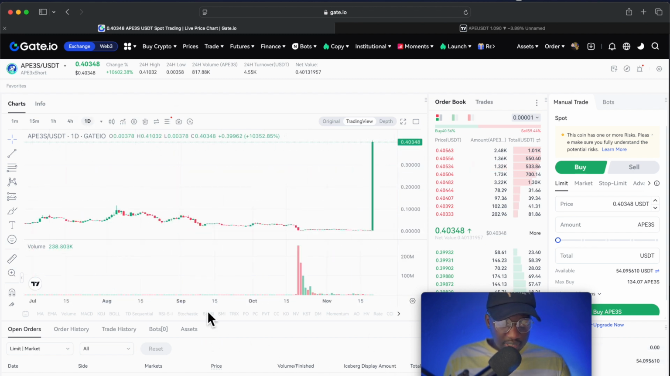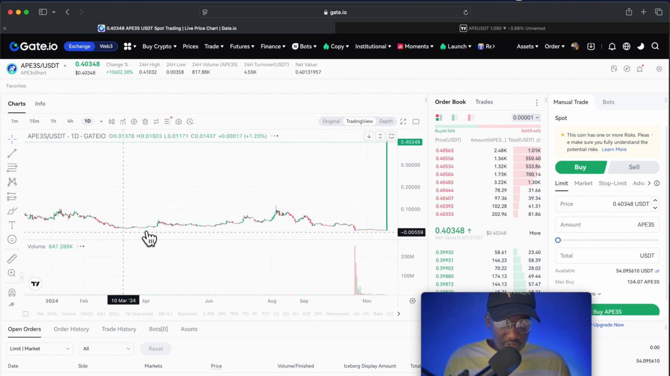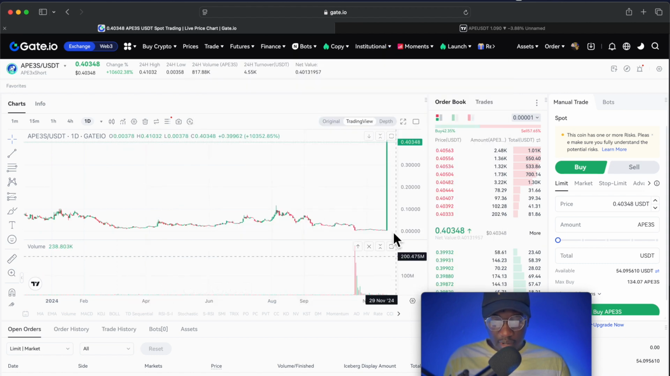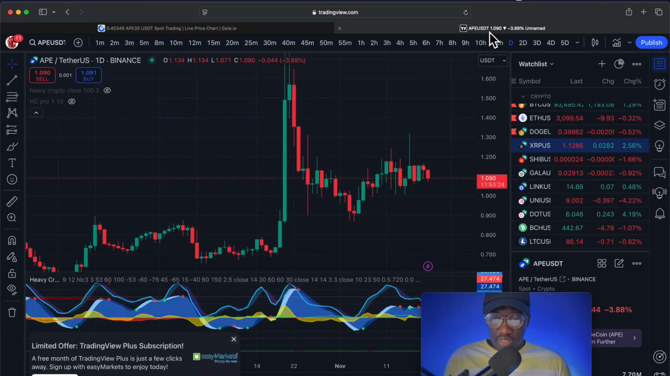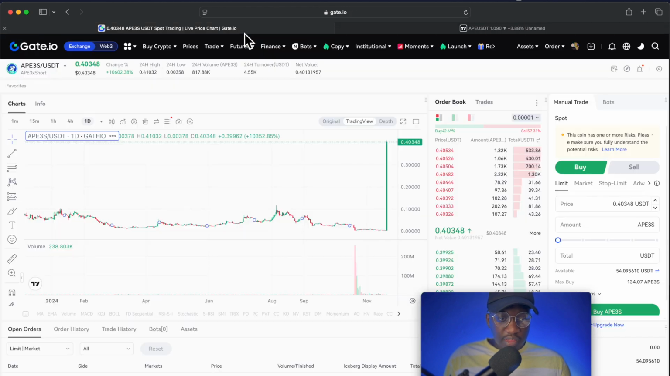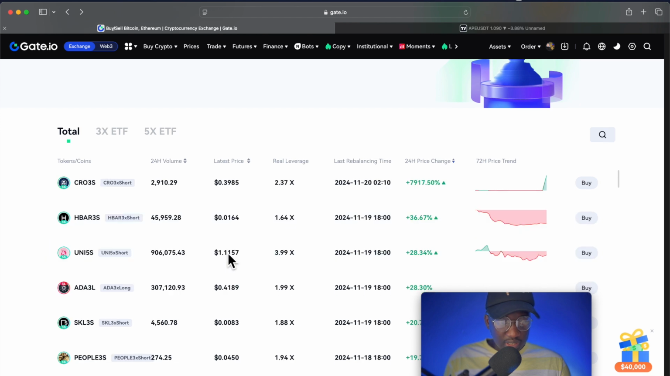Let's take a look at daily. You can see that it was just consolidating. As soon as we got a short dump, a little bit of dump, this is going to pump to the upside and give us 10,000%. So this is crazy. But there are a lot of opportunities. Let's just take a look at other opportunities.